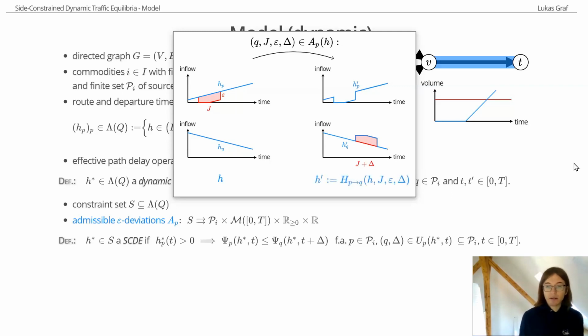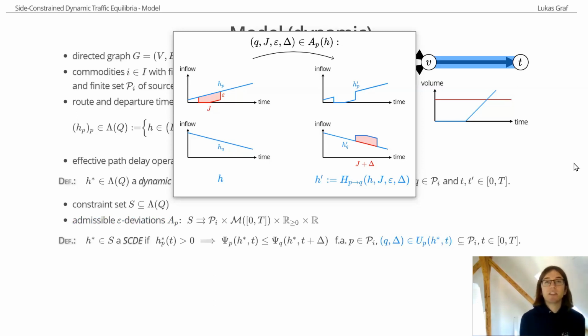Right? And we will denote it by this notation. And now, of course, this is a proper different path inflow vector, so it makes sense to ask whether this is, for example, feasible or whether this violates some constraint. And now with this kind of admissible epsilon deviation, we can go back to what we are actually interested in, namely whether a single particle is allowed to deviate. So to define our set UP.